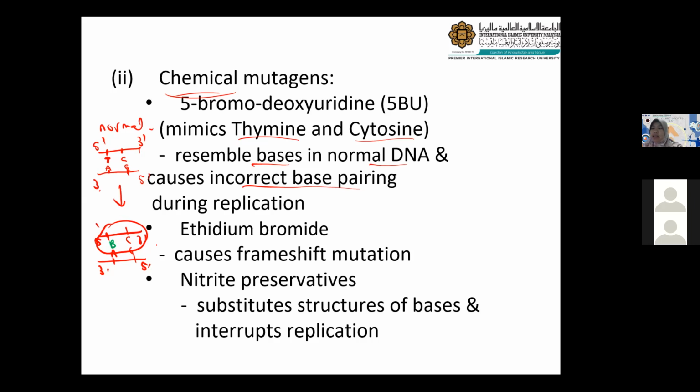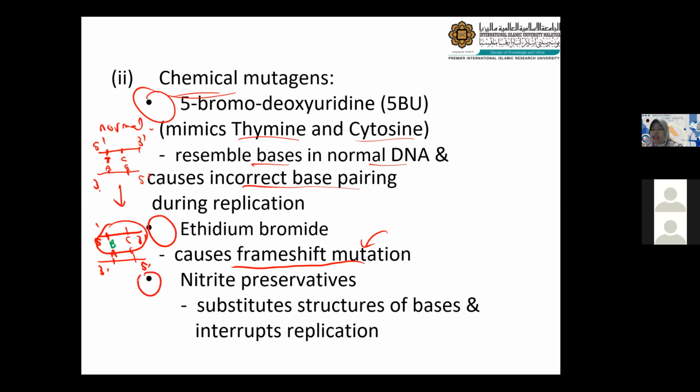Okay. Second one, instead of 5-bromodeoxyuridine, we have another one which is ethidium bromide. So ethidium bromide causes frame shift mutation. So what is frame shift mutation? Kita akan belajar kejap lagi. The idea is tak apalah, kejap lagi kita belajar. Okay, frame shift mutation. Okay.